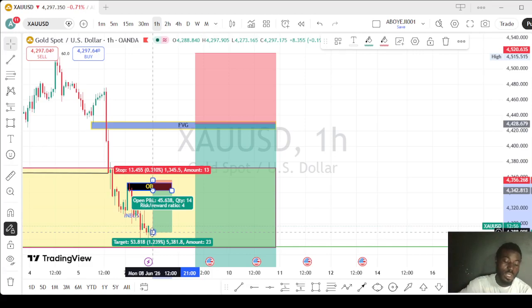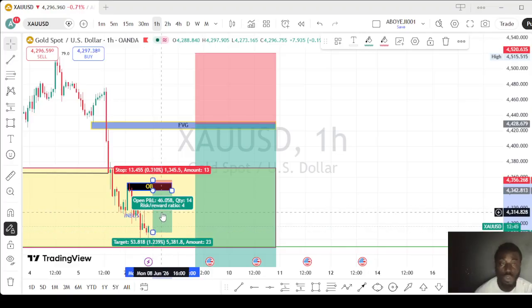Right now I'm still using my forex competition account to trade. So let's just be focused. This is an opportunity. So let's take this opportunity. Our stop loss will be, our take profit will be what.